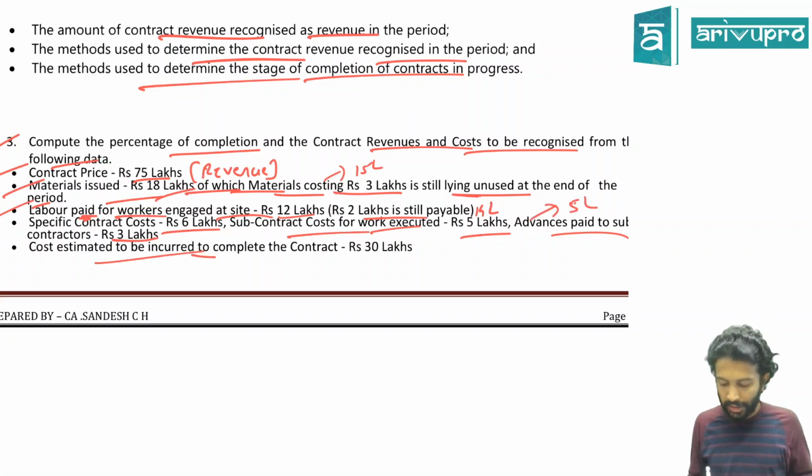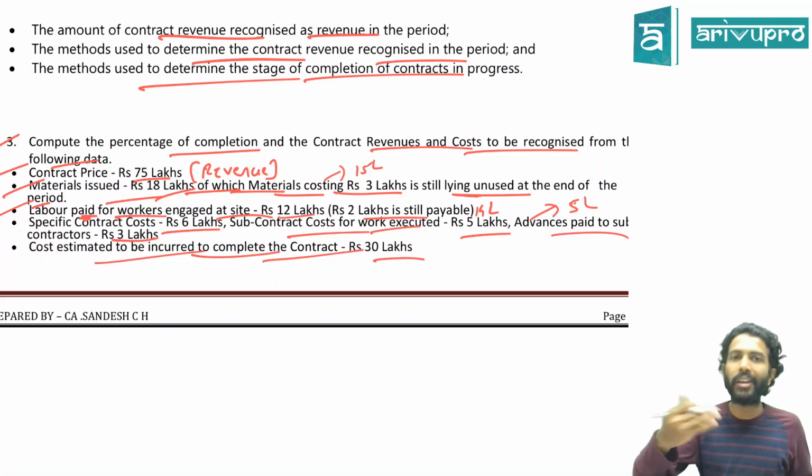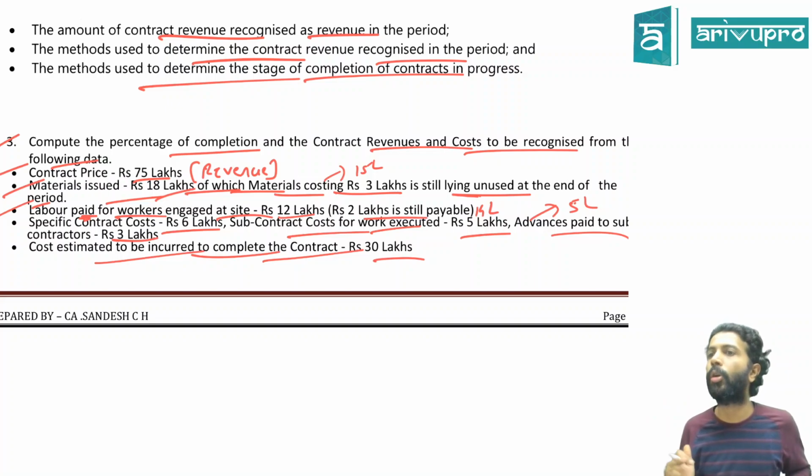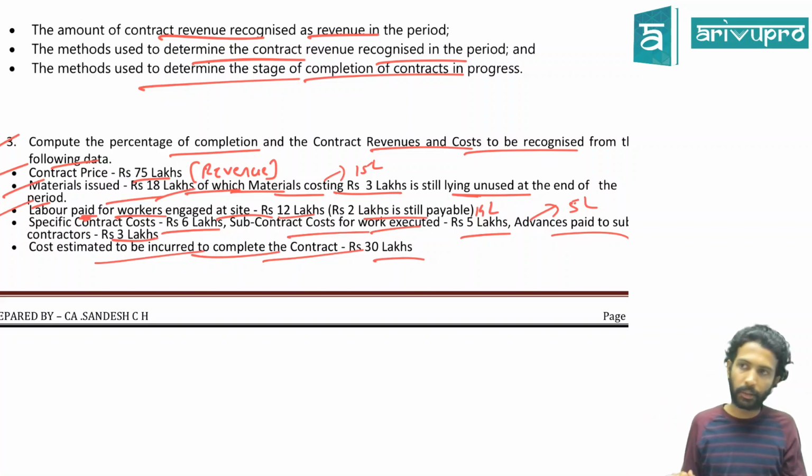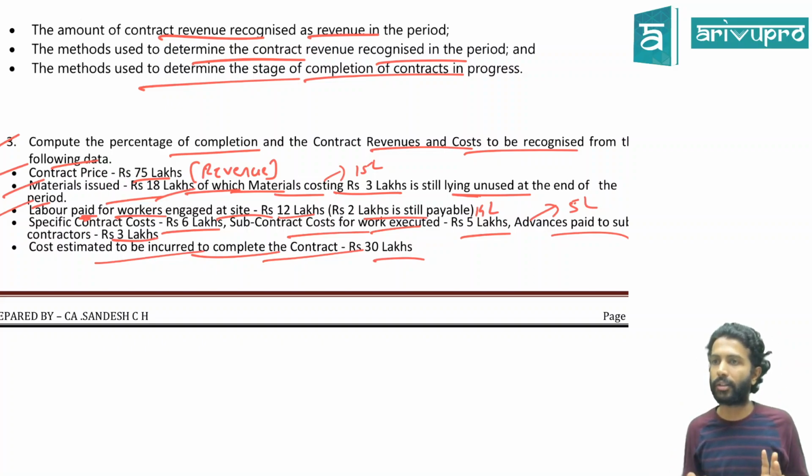A cost estimated to be incurred to complete the contract: 30 lakh. Meaning additional cost, we are expecting 30 lakh more we will incur. We've already spent something, and 30 lakhs more we're going to incur. If you add the two, you get the total estimated cost. Cost incurred till date you get by adding the first 3 bullet points. Divide by total estimated cost, into 100, and you get the percentage of completion. Do you have the contract revenue? Contract price is 75 lakh. Based on the percentage, your contract revenue gets recognized.